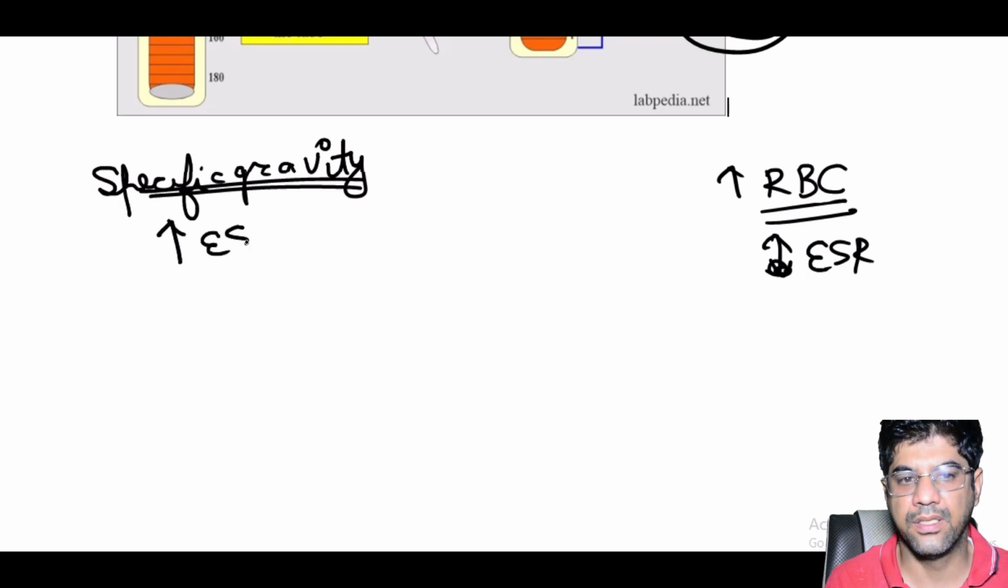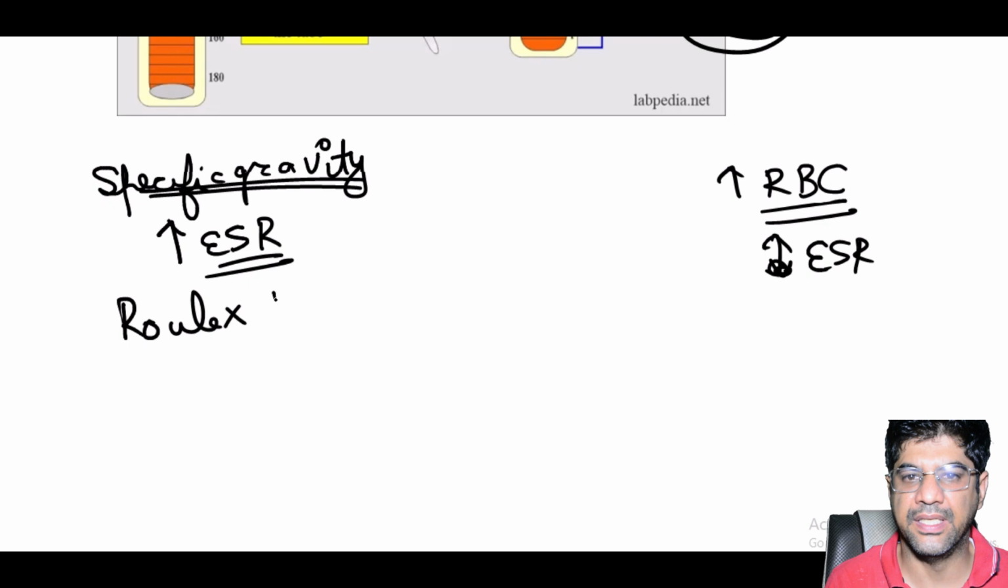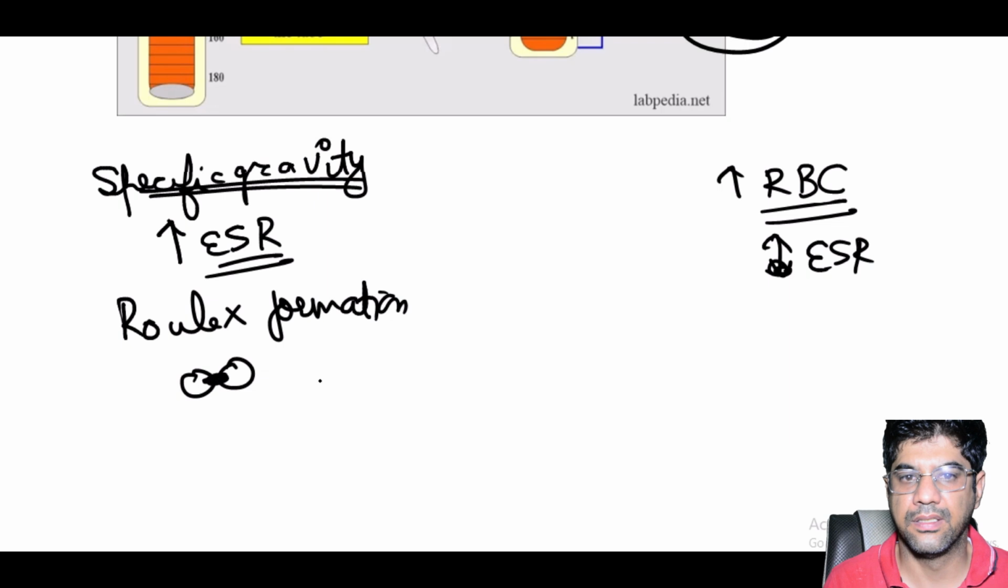Other is the Rouleaux formation, that happens when the RBC, they stick together and that make them settle faster, and hence increasing the ESR.